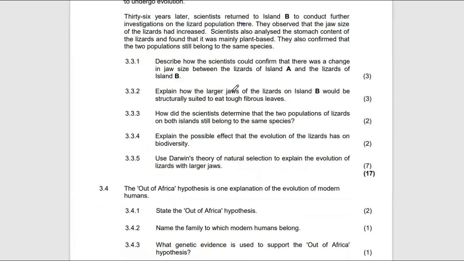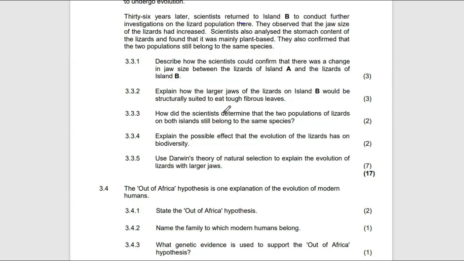Explain how the large jaw of the lizard on island B would be structurally suited to eat the tough fibrous leaves. Yeah, this could be about the jaws being strong, meaning that the muscles are strong enough, and also the teeth, so that they can have a strong bite, and then they can chew that food. It means that the muscles must be strong, so that the force of grip is high, and then they are able to chew this kind of food.